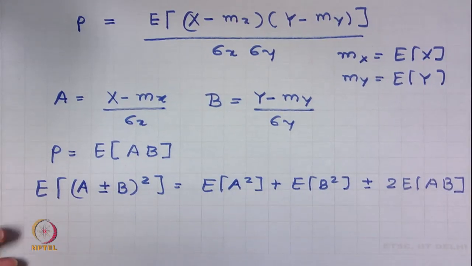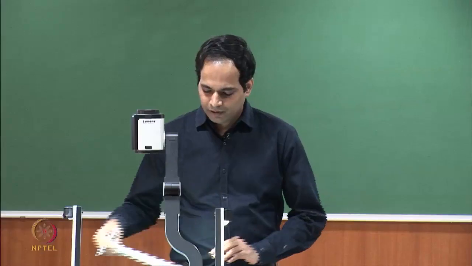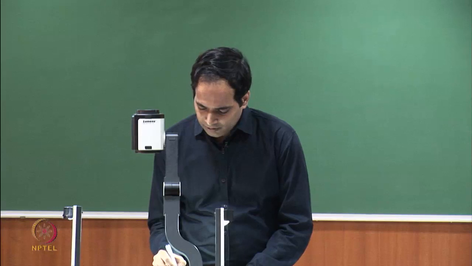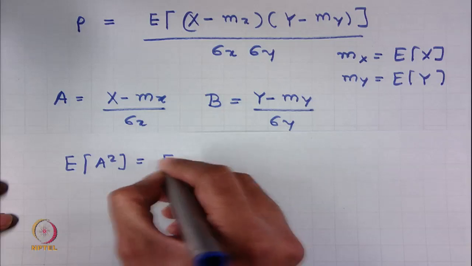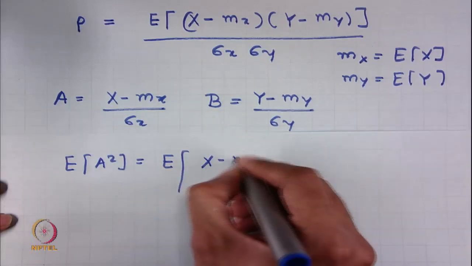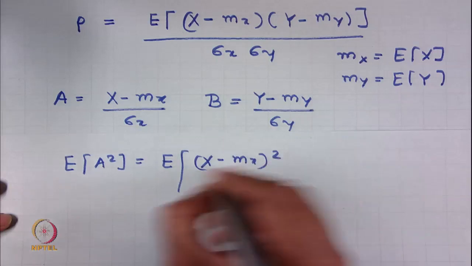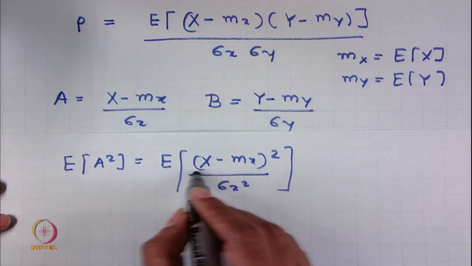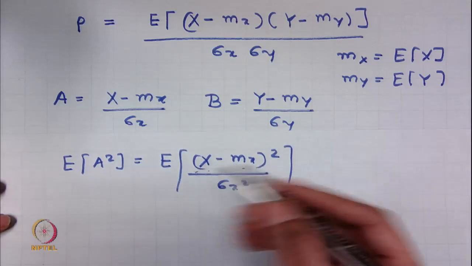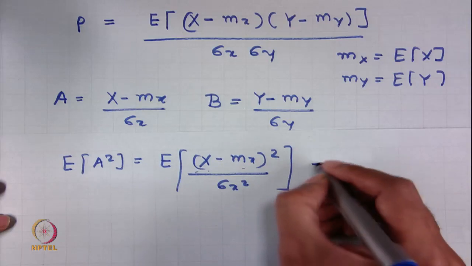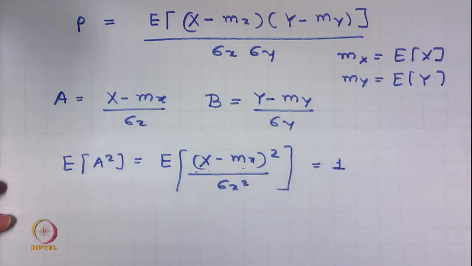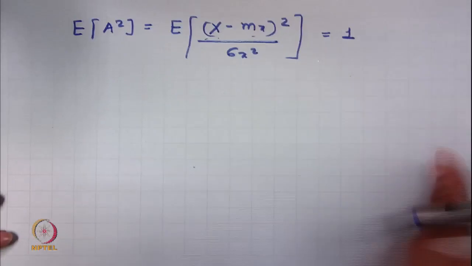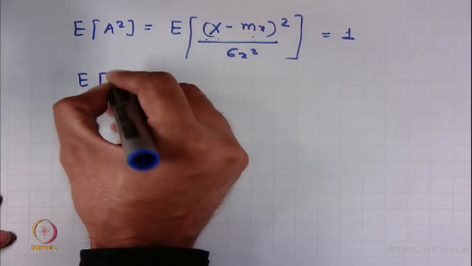Okay. Now, let us see what is this expected value of A square. If I compute the expected value of A square, this turns out to be x minus mx whole square by sigma x square, and by definition expected value of x minus mx whole square is nothing but sigma x square. So, this quantity is 1. Similarly, expected value of B square is 1.